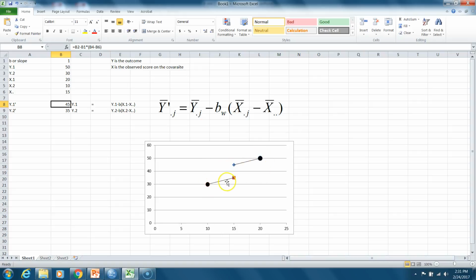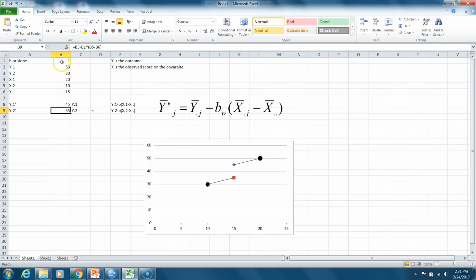Now the opposite is true here. The covariate x2 goes from 10 to 15. That is, the effect of being at x2 is 5 points away from the grand mean of the covariates. Another way of saying this is that, because of the covariate, we're going to adjust our outcome measure by positive 5 points. And here's our little code for that.